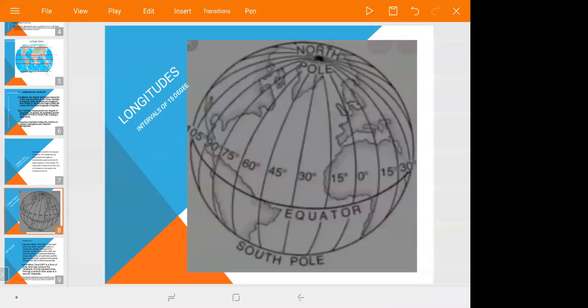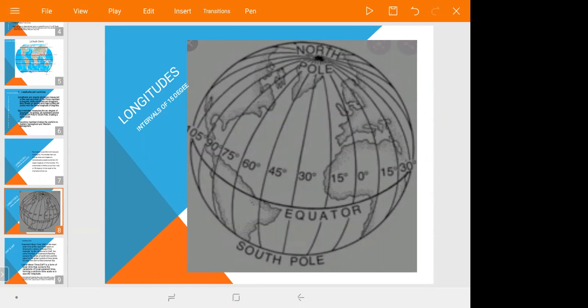You can see here on a globe the longitudes given. Here is the North Pole and there is the South Pole. Then you have the longitudes drawn with an interval of 15 degrees. This is drawn by taking an international interval for drawing longitudes, like that of the latitudes.